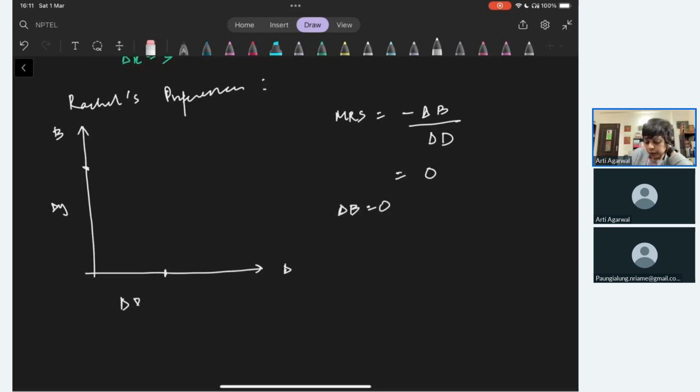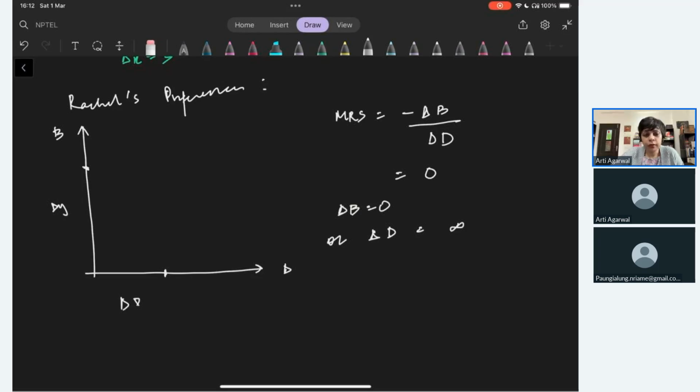Or you can say delta D is equal to infinite, which means she's willing to give up any number of dark chocolates for, say, 1 unit of butterscotch. That is the other way of looking at it. Even to gain, say, 1 unit of butterscotch, because she doesn't care about dark chocolate, it's useless for her. So she is willing to give up any number of dark chocolates for butterscotch. So either way, whichever way you like to think about it, her MRS is going to be 0, right?